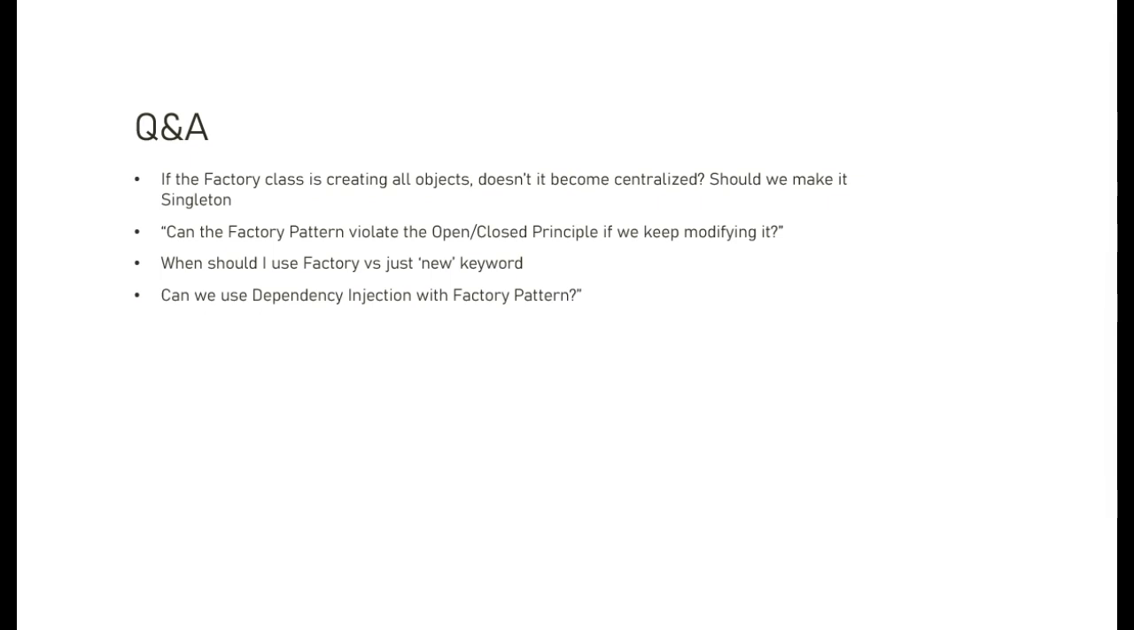In short, singleton controls how many instances exist. Factory controls how objects are created and what type is returned.